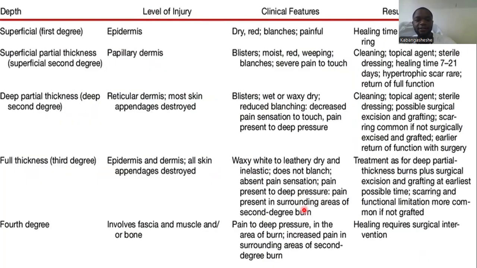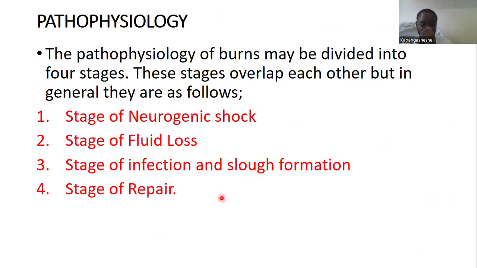So this is a summary of classification of burns depending on the depth. So you have the depth, level of injury involved, characteristics that you see, and prognosis from such type of a burn. So we will not spend so much time there. We can look at the pathophysiology.